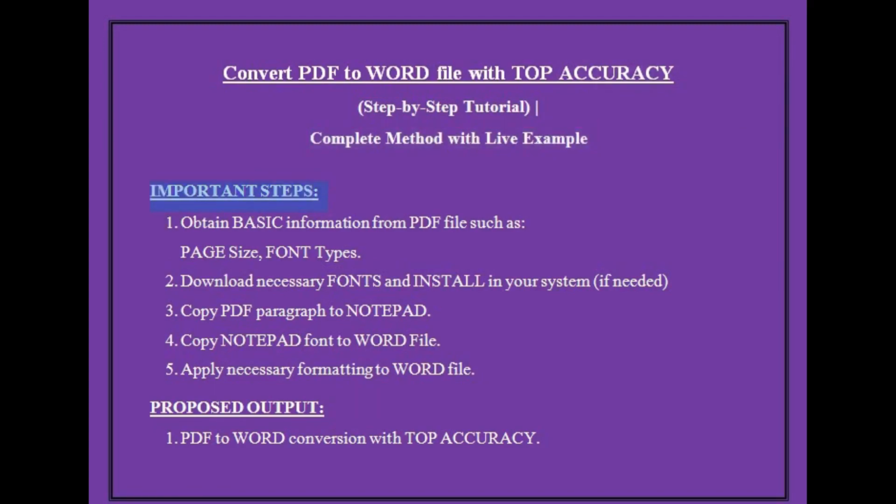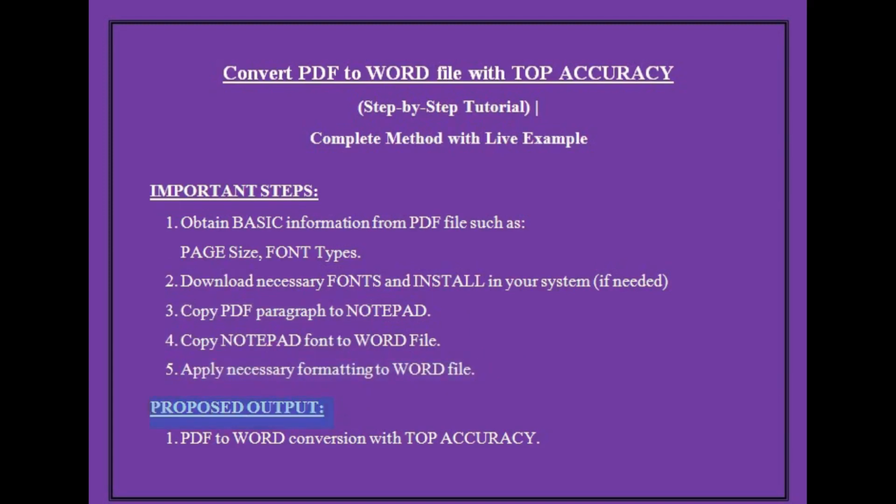First of all, we have to obtain the basic information from the PDF such as page size and font types which are used in the PDF. Then we have to download these fonts and install them in your system, and then we have to copy the PDF paragraph to the notepad. So in this we use the notepad, and then those converted lines will be used in the Word file, and after that we will do the necessary formatting.